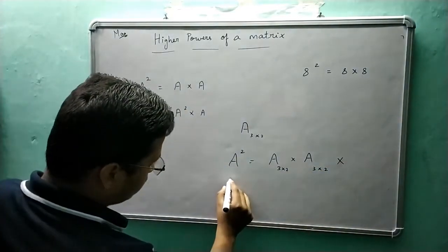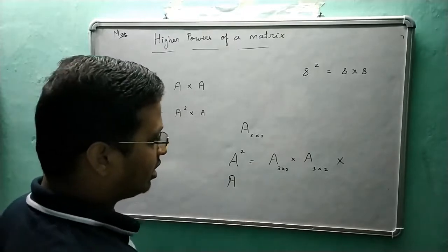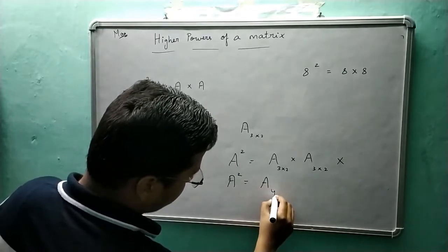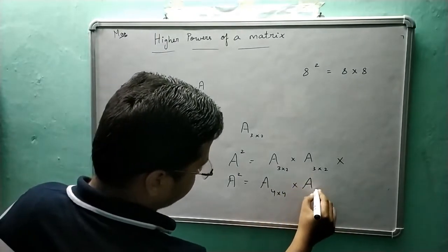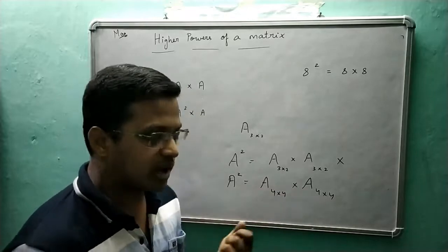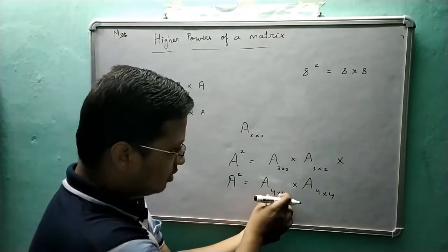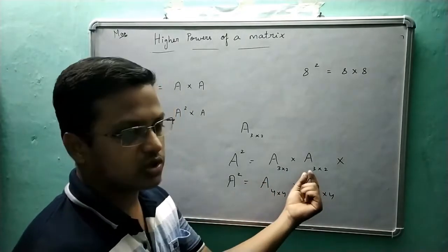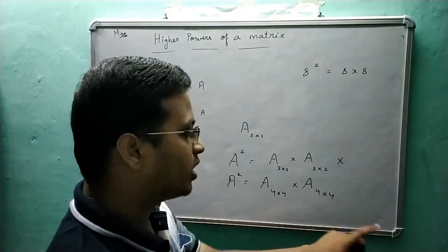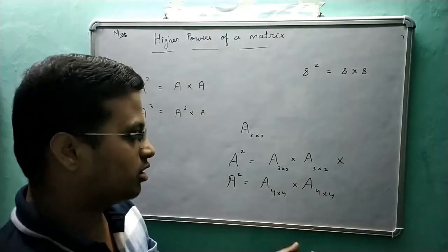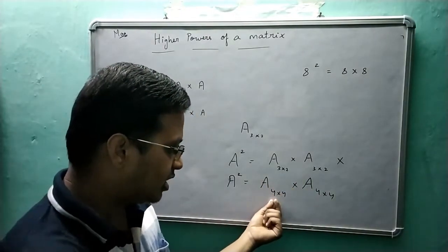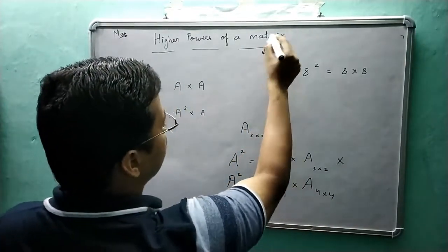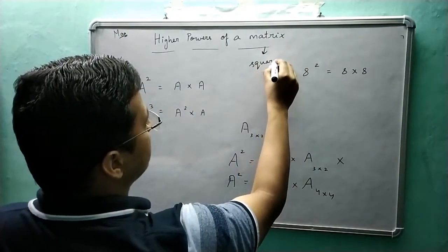Alright. So, when can we find A square or the higher powers of a matrix? Only if we have a square matrix. So, if we have a square matrix, then the number of columns of first matrix will be equal to the number of rows of second one, and we can multiply to get a matrix of the same order. So if we multiply A and A, we will get a matrix of order 4 cross 4. So higher powers of a matrix is only applicable for square matrices.